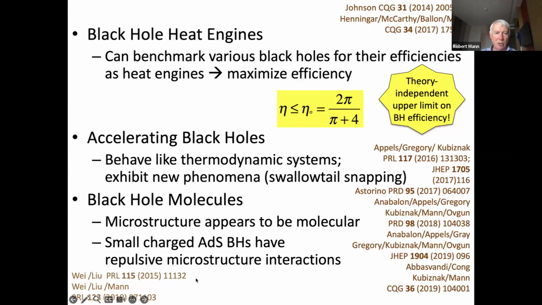Xiao Wenwei and Yu Xiaoliu pointed out that black hole chemistry, if you take it seriously, suggests that the microstructure of black holes is not subatomic or even atomic, but rather it appears to be molecular. And we've shown that small charged anti-de Sitter black holes have attractive interactions if the black hole is large enough, but if it's small enough, then the microstructure interactions seem to be repulsive. So these are a lot of results, quite a lot of papers written over the years.